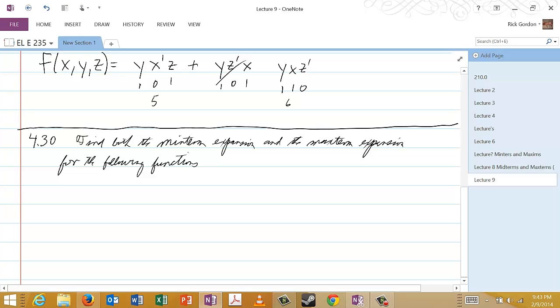Now, it also specifies using algebraic manipulations, but I'm not going to stipulate that you can only use algebraic manipulations. I'm going to allow you to use anything you wish in order to find the answer. So here we have A. It says lowercase f of A, B, C, D is equal to AB or A prime C D.